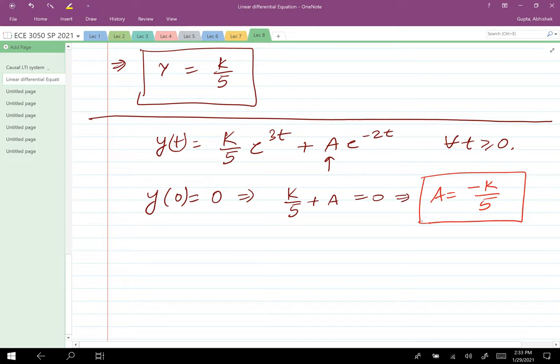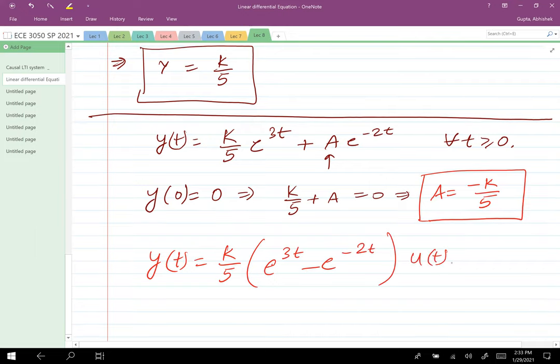Okay, so I have figured the following solution for the differential equation I had. y of t is equal to k over 5 times e raised to 3t minus e raised to minus 2t, times u of t. u of t means for t greater than or equal to 0, this is what the formula for y of t looks like. Okay, here is a solution.